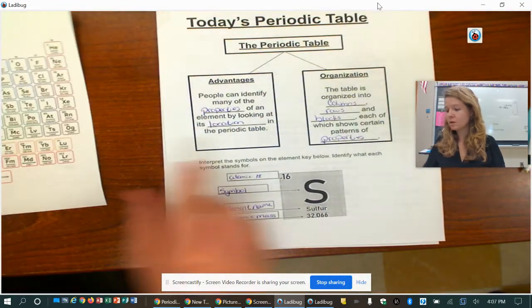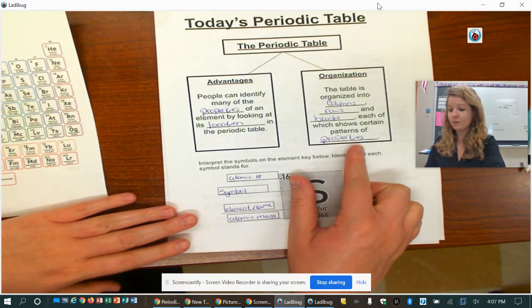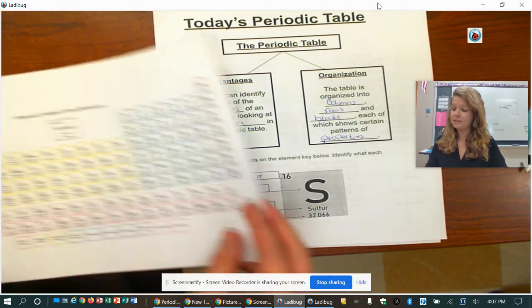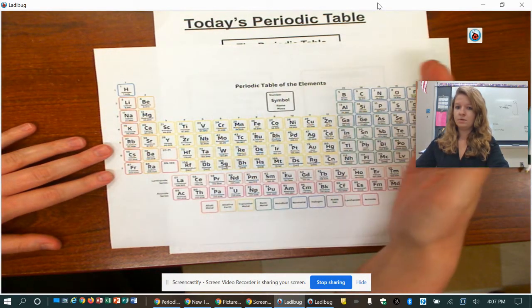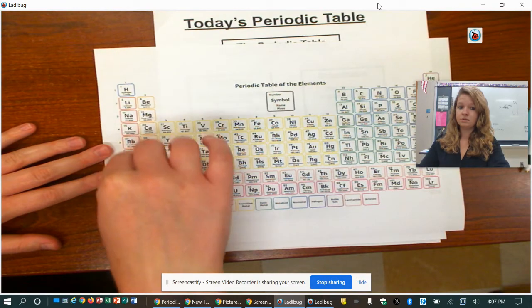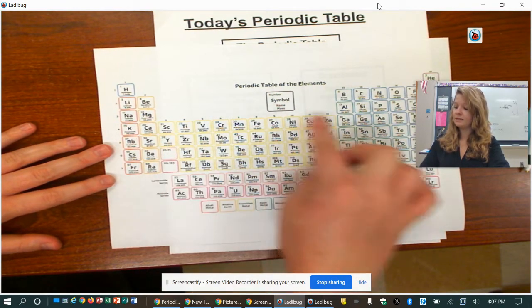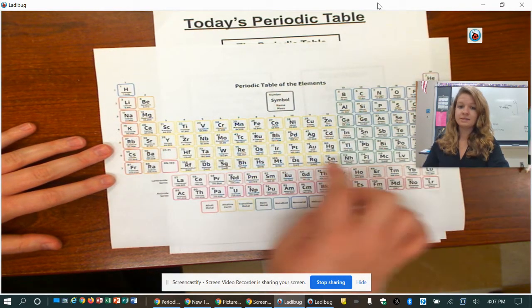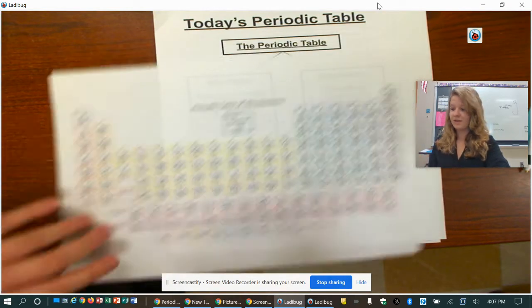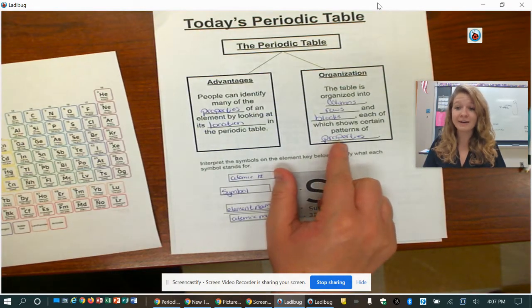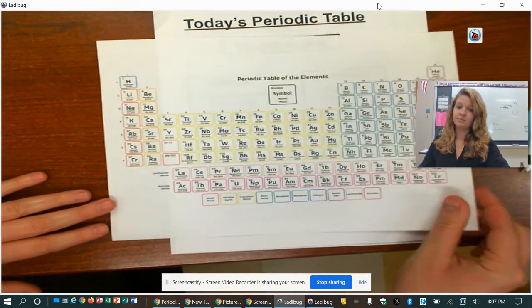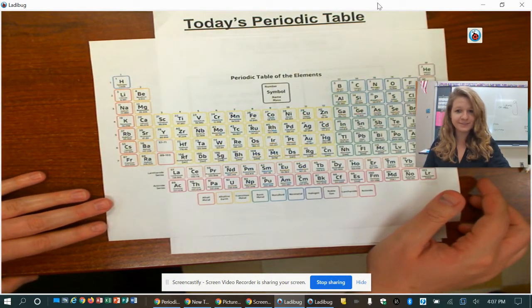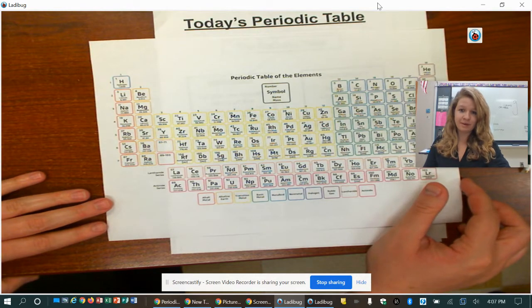So, how about the organization? Well, if we look, the table is organized into columns, like so, and rows, and also blocks. There are blocks of each section in the periodic table. That's going to show us patterns of properties, okay? So how it is assembled on the periodic table, there's a method to the madness, okay? And we can find out different things about those.